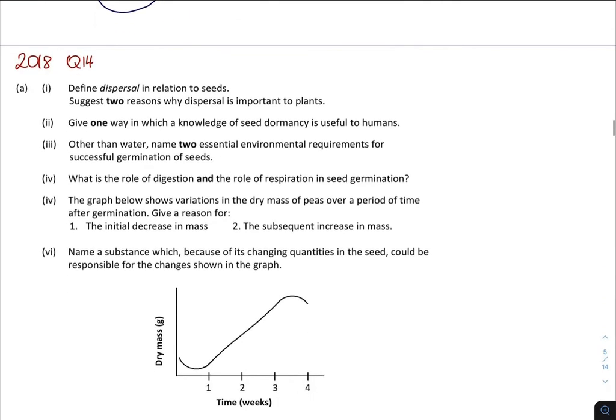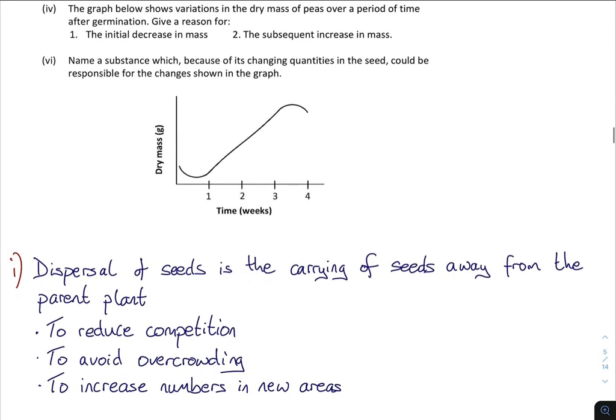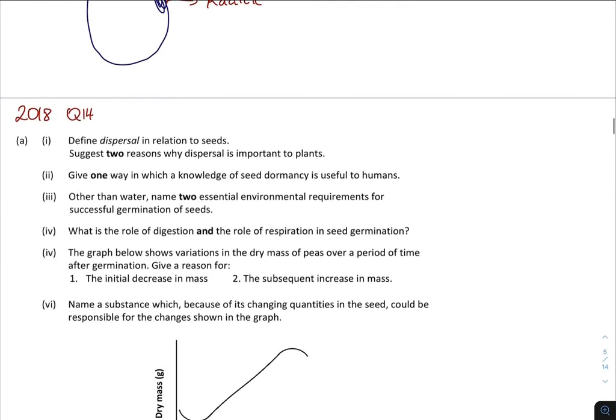2018, define dispersal in relation to seeds and give 2 reasons why dispersal is important to plants. Well, there's loads of different things. First off, dispersal of seeds is the carrying of seeds away from the parent plant. And why do plants want that? Well, it reduces competition. They're not going to be competing for as much light or water if the plants are spread out apart as much as possible. It also avoids overcrowding, which runs into similar problems as competition, but also you could increase numbers in new areas so that it ensures the continuation of that species of plant. So dispersal is very important.